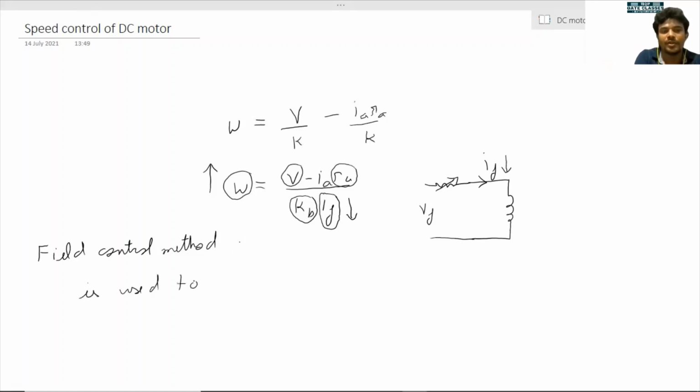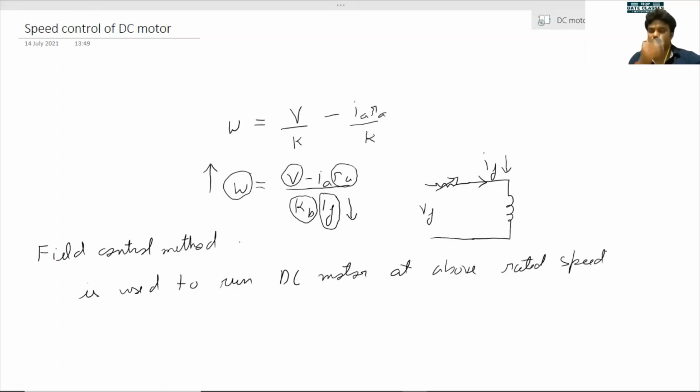So field control method is used to run DC motor at above its rated speed. The maximum speed at full load condition is called the rated speed. So we can increase the running speed.